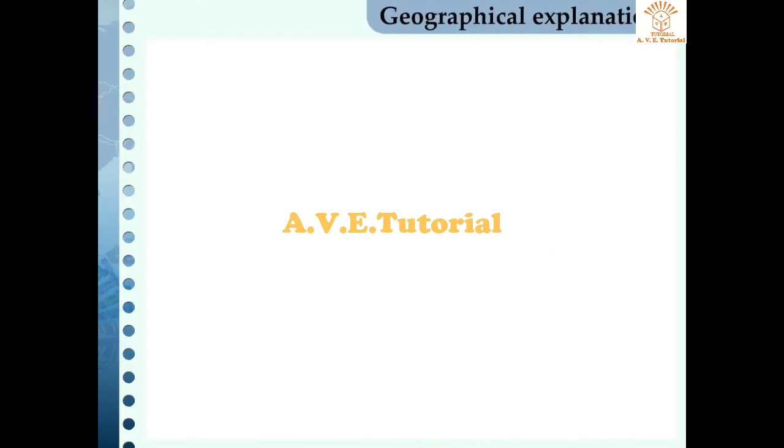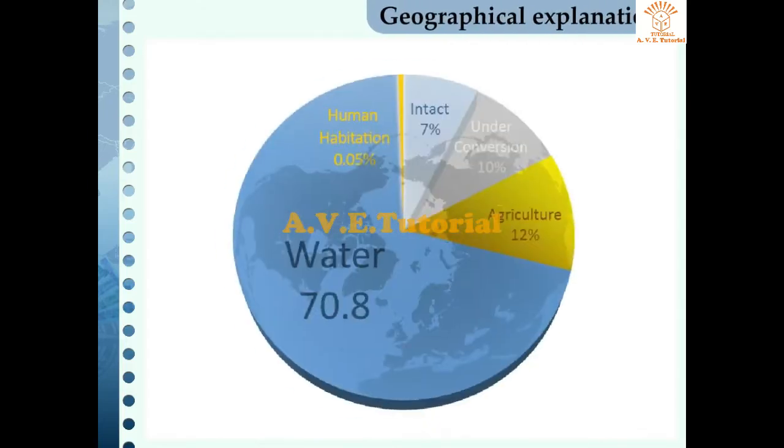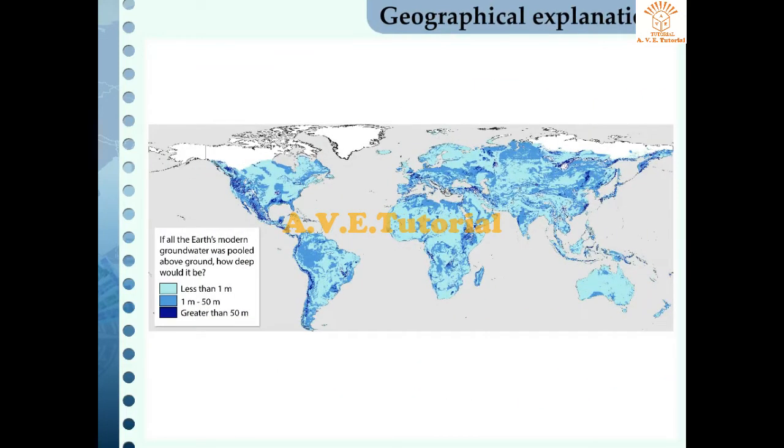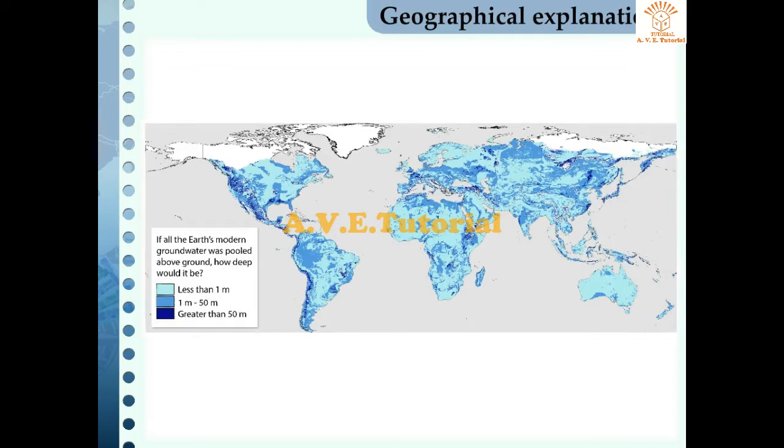Geographical explanation. 70.8% of the Earth's surface is full of water. The distribution of this water is very uneven. At some places, the water storage is limited, while it is ample at other places.